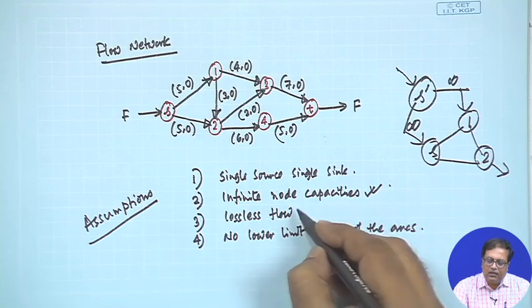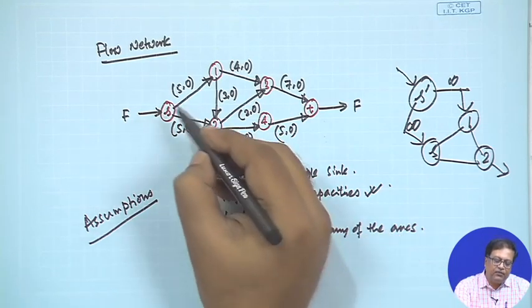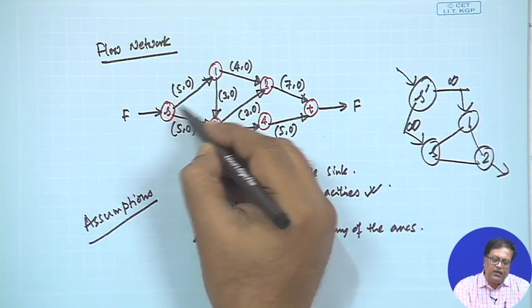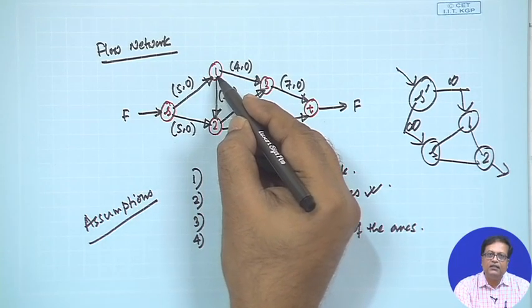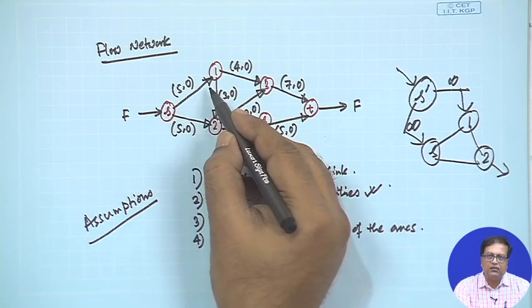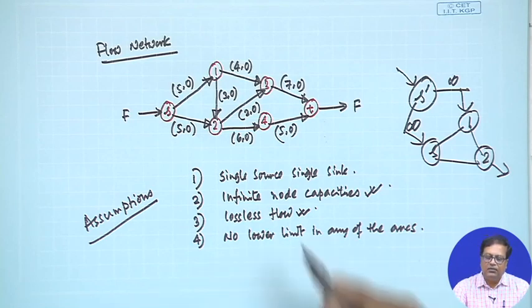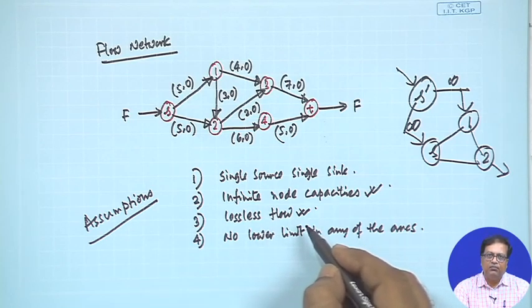The third assumption says that flow is lossless. That means, if a flow of 5 is coming from here, the entire 5 is reaching this node. We know sometimes there could be a loss during the transit. The assumption here is that no such loss is available.